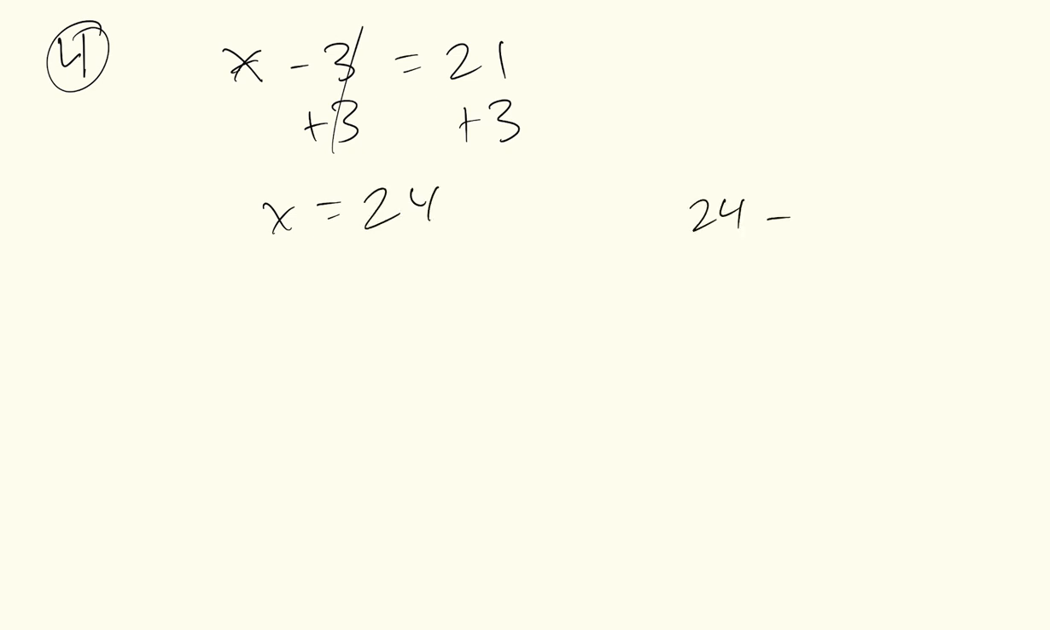For the next example, let's go x minus 3 is equal to 21. Now for this, once again, we just do the opposite operation. So we add 3, and x is equal to 24. And of course, to check, 24 minus 3 does equal 21. So we're good. Now let's switch it up.